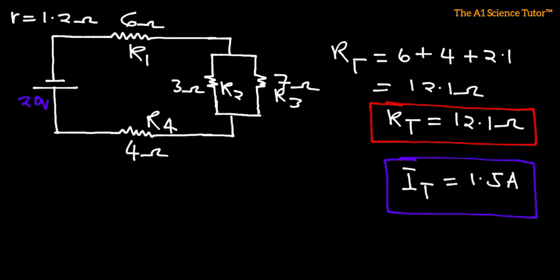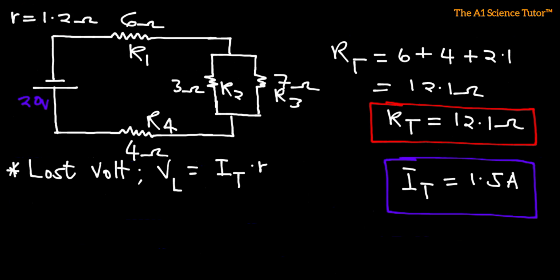Now we know that the loss volt, I might write it as V sub L, is going to be I multiplied by small r. Now I sub T is 1.5, and this should be multiplied by r, which is 1.2. And so let us see what that gives.